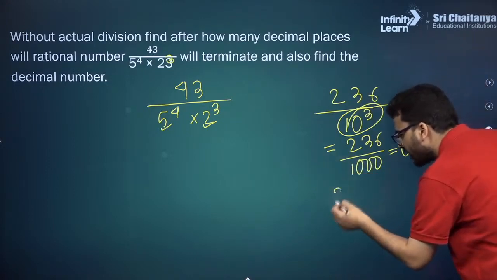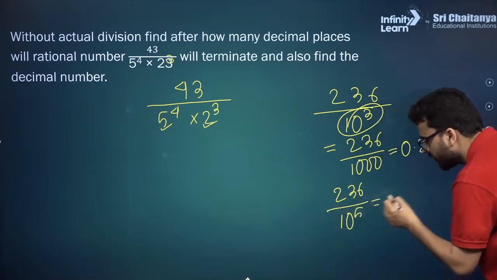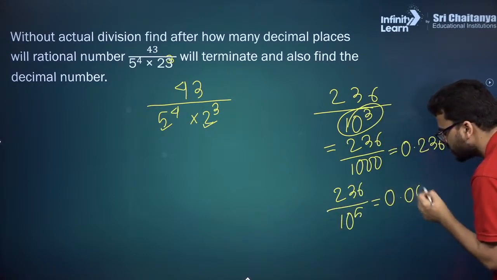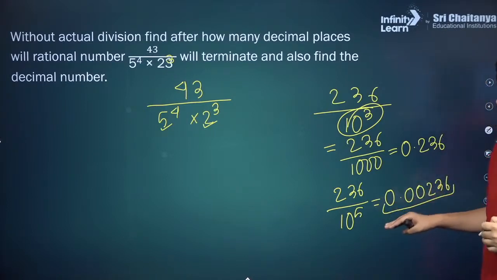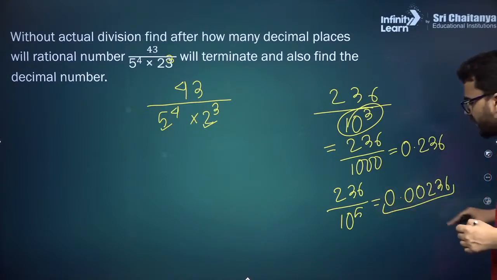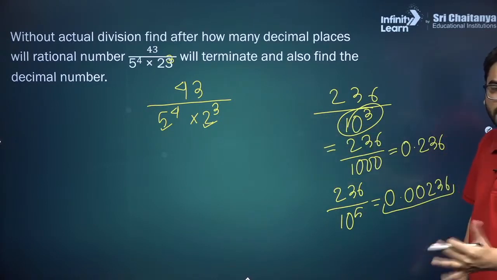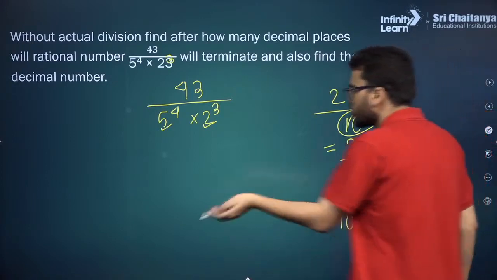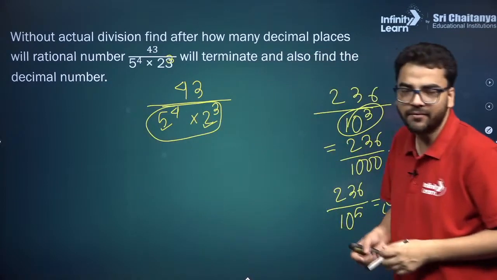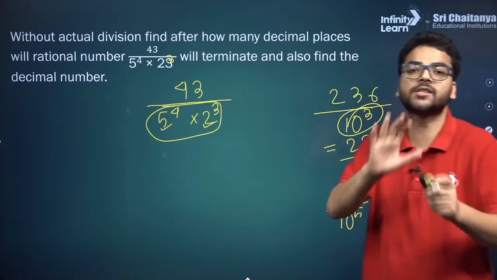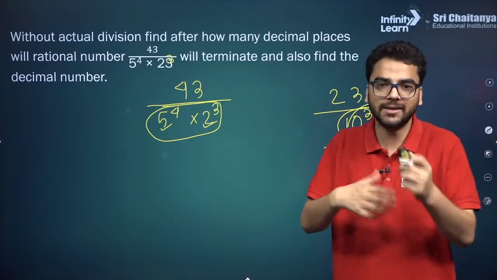For example, 236 divided by 10 raised to the power 5. I'll write 0.00236, right? Division by 10 is very simple. So what will I try to do over here? I'll try to make the denominator a power of 10. I have to complete everything in the denominator, I mean everything in the denominator has to be exhausted. Then only I can represent it in the form of decimal.